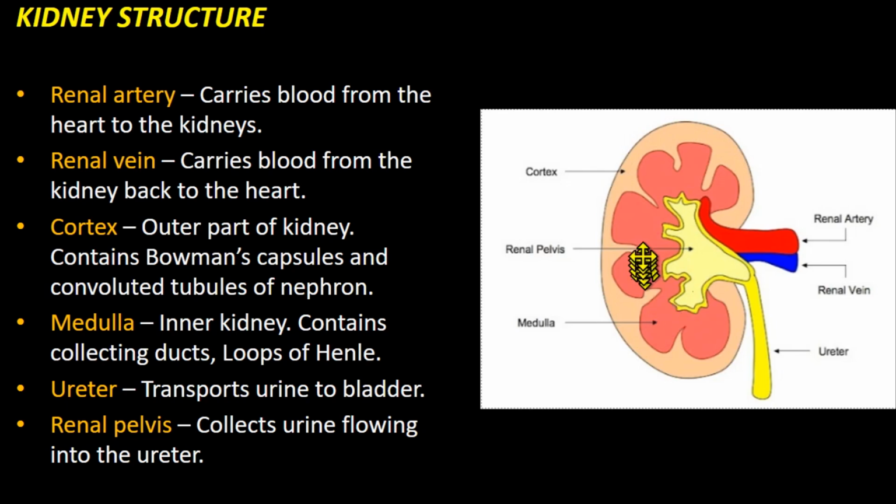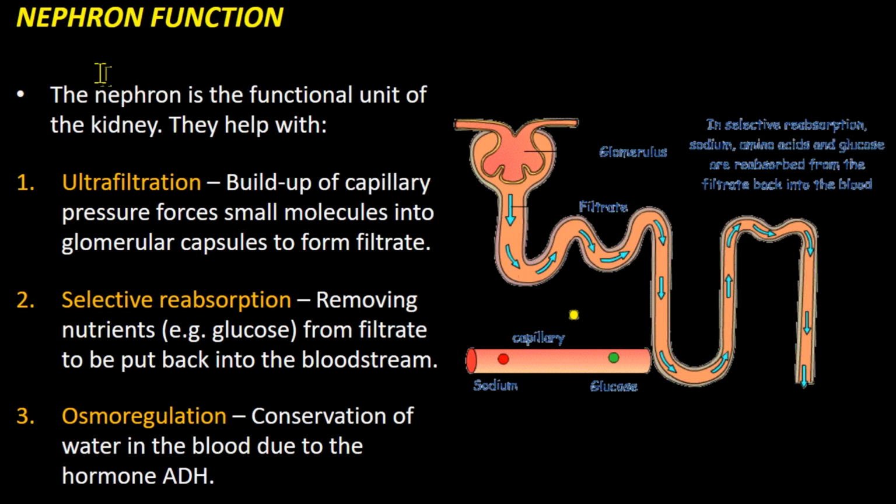We have the inner part of the kidney, which is called the medulla, and this contains collecting ducts and loops of Henle. The ureter is going to transport any urine to the bladder, and the renal pelvis is going to collect the urine flowing into the ureter. Remember, the whole point of the kidney is to excrete waste and to form urine to be excreted from the body.